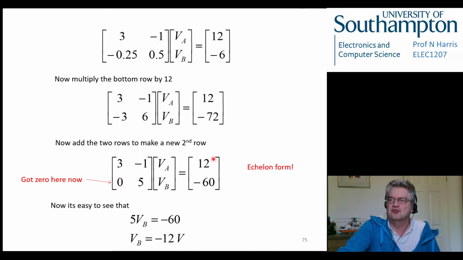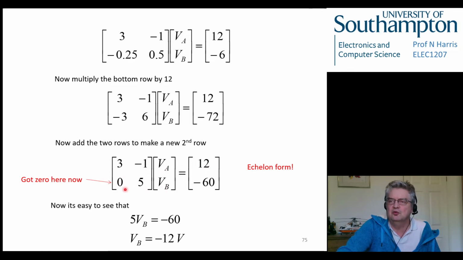So just remember to do the same to this side of the equation as well. So now it's easy to see that if we start to multiply this out, this will be 0 times VA and 5 times VB is equal to minus 60, and this will be 3 VA minus 1 VB is equal to 12.